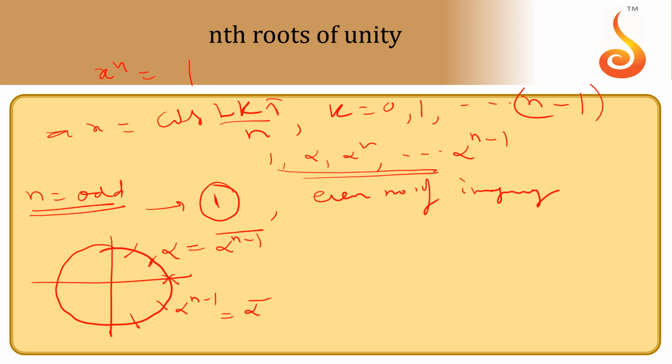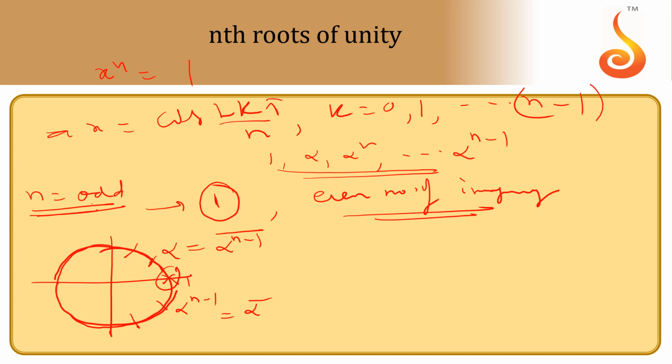And one more thing I want to tell you, their product will be 1. Means they are reciprocals of each other, they are conjugates of each other. See, I told you 1 is here, no? Suppose n is odd, say 101 roots of unity. 1 is here, so the remaining will be 100. So 50 will be spread on this side, 50 will be on this side. And I'm linking them. If you keep 1 aside, I'm linking the remaining ones. And please observe, one is the n minus 1th power of the other. One is the conjugate of the other. One is the reciprocal of the other.